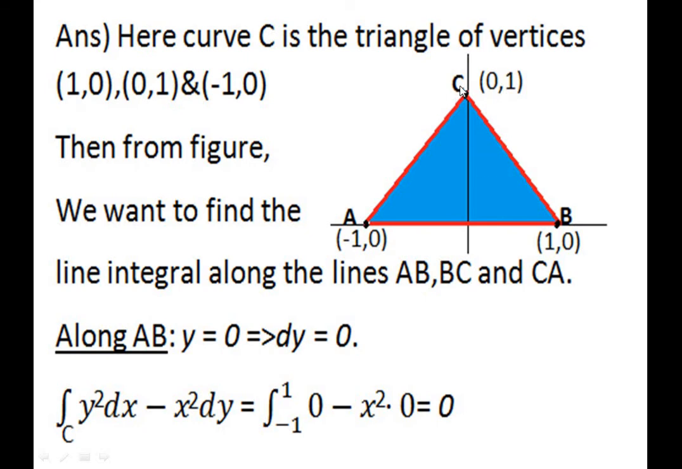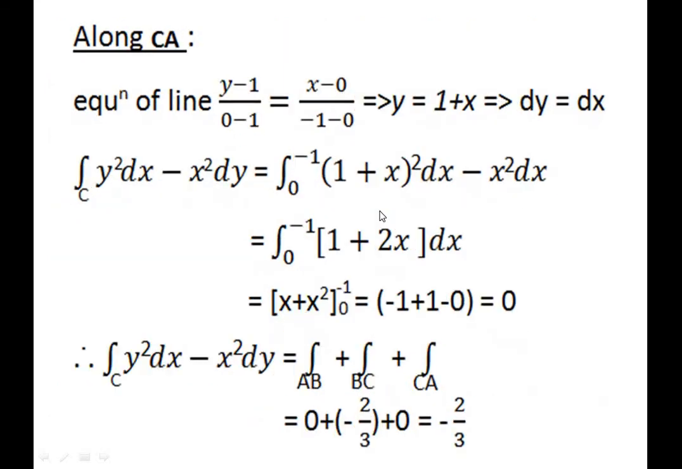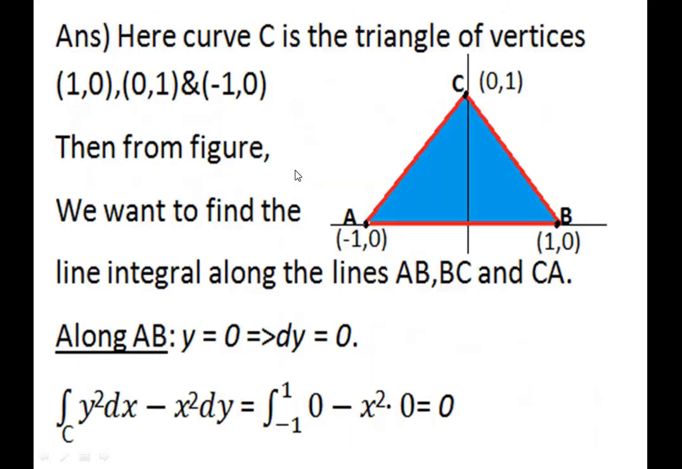Then we want to check the integral over CA. Along CA, the equation of the line CA is (y minus 1) by (0 minus 1) equal to (x minus 0) by (-1 minus 0). We get y equal to 1 plus x, then dy equal to dx. Then the integral over C of y square dx minus x square dy equals an integral where x varies from 0 to -1 and y varies from 1 to 0.